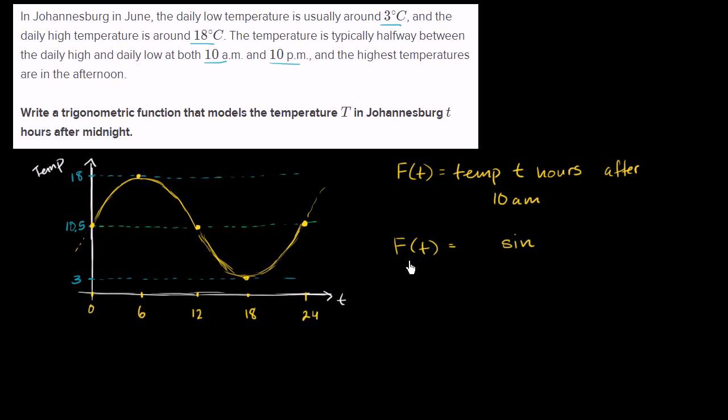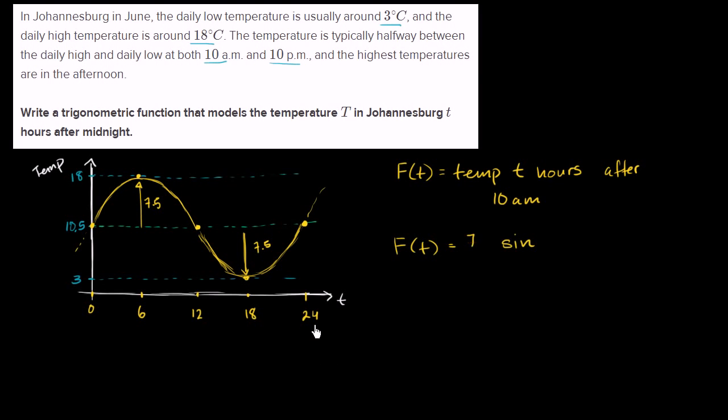Once again, you could model it with either, but I have a feeling this is going to be a little bit simpler. Now let's think about the amplitude. How much do we vary? What's our maximum variance from our midline? Here we are 7.5 above our midline. Here we are 7.5 below our midline. So our amplitude is 7.5.